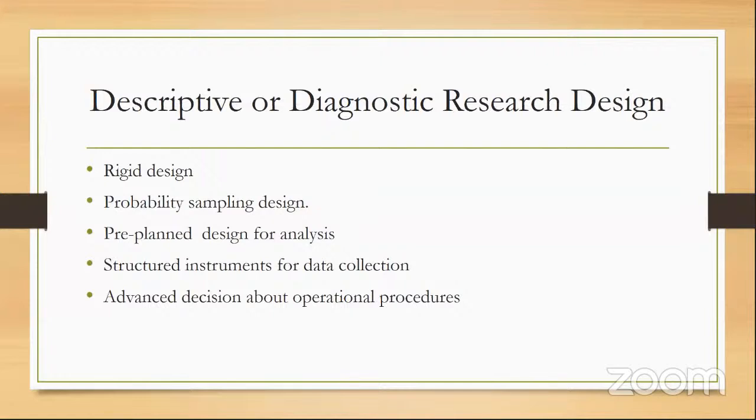So I'll just explain what is probability sampling and non-probability sampling. In probability sampling, the chance of a particular individual being selected is known to us. You can calculate that chance, or a probability can be estimated. But in non-probability sampling methods, we cannot estimate the probability of a person being selected. Okay. Then we have a pre-planned design for analysis. We use structured instruments for data collection, and decisions are made regarding the operational procedure in advance. Like beforehand itself, we know what is to be done, and those things are clearly mentioned to the enumerator or whoever is doing the analysis.